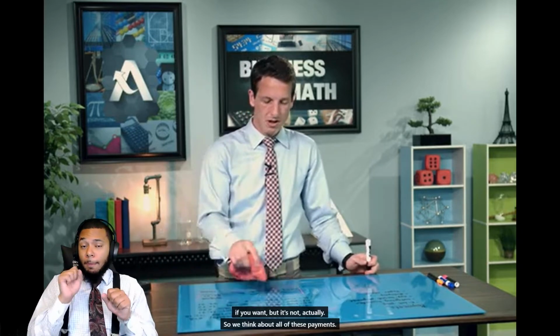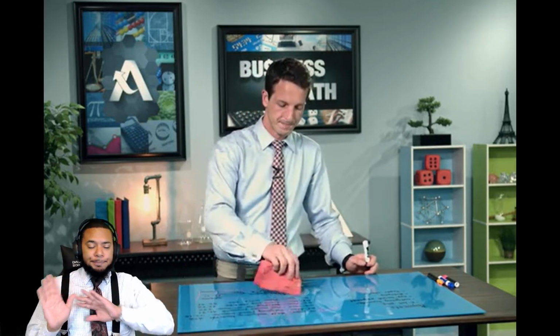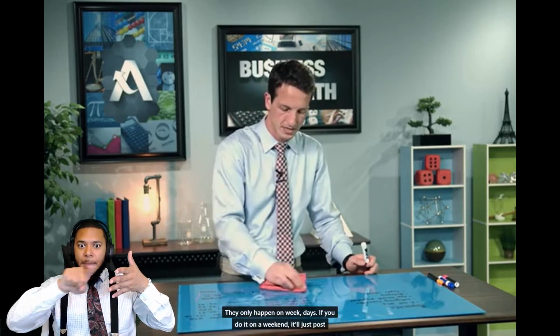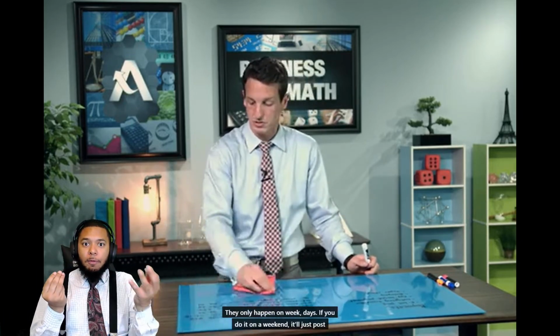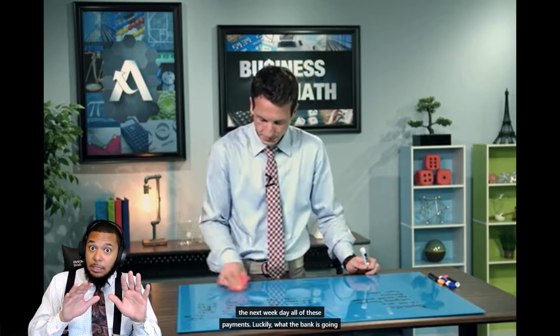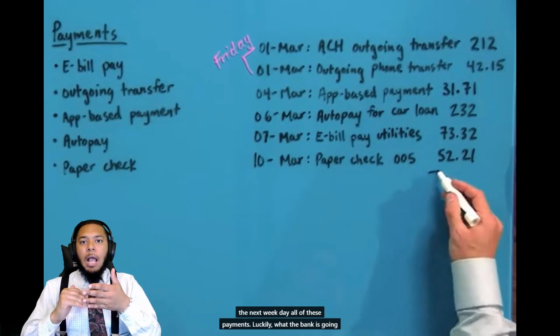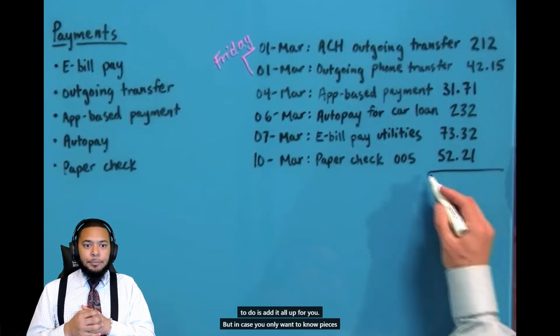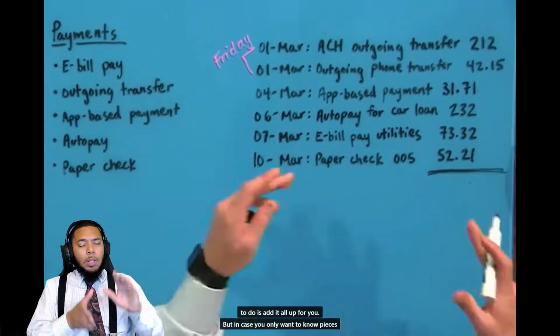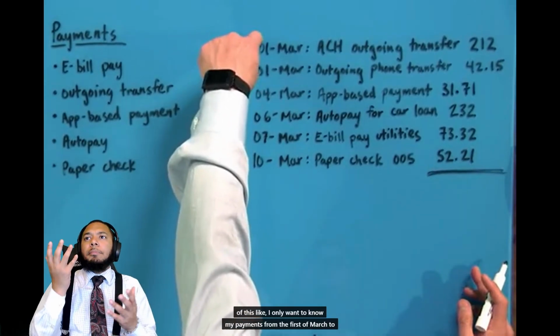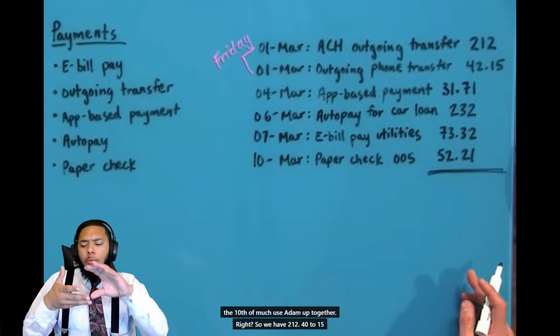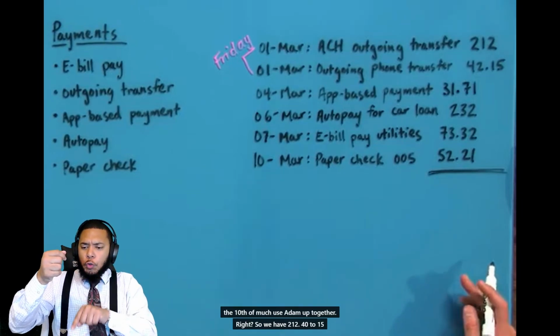So we think about all of these payments. They only happen on weekdays. If you do it on a weekend, it'll just post the next weekday. All these payments, luckily, what the bank is going to do is add it all up for you. But in case you only want to know pieces of this, like I only want to know my payments from the 1st of March to the 10th of March, you can just add them up together.